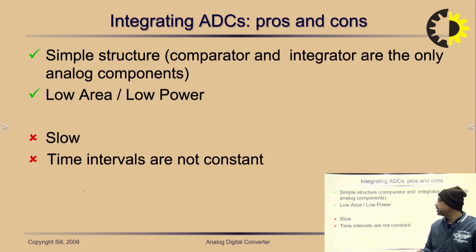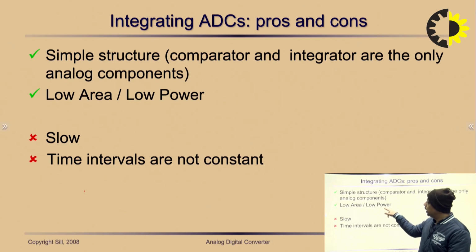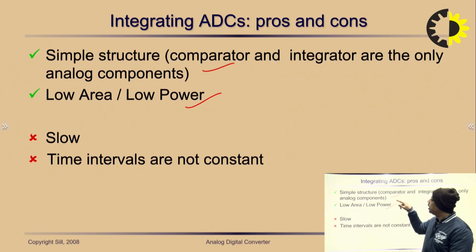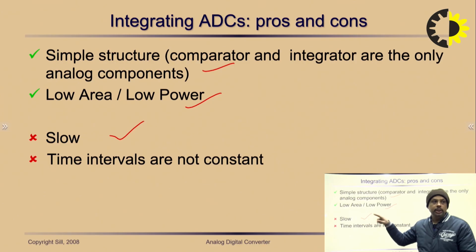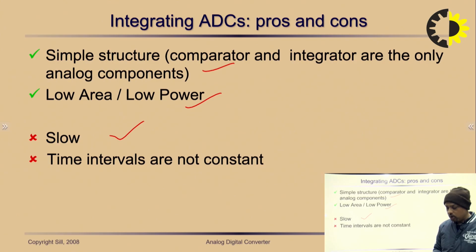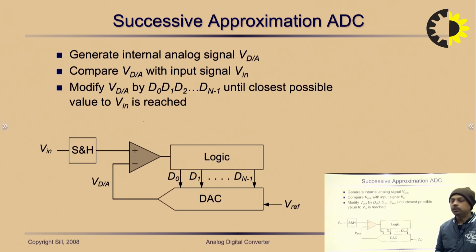The advantage is that it takes low area and has a simple structure. The disadvantage is that it is slow because it takes 2 to the power n cycles. The time interval is again not constant because it takes a longer time to produce the output for large input values.